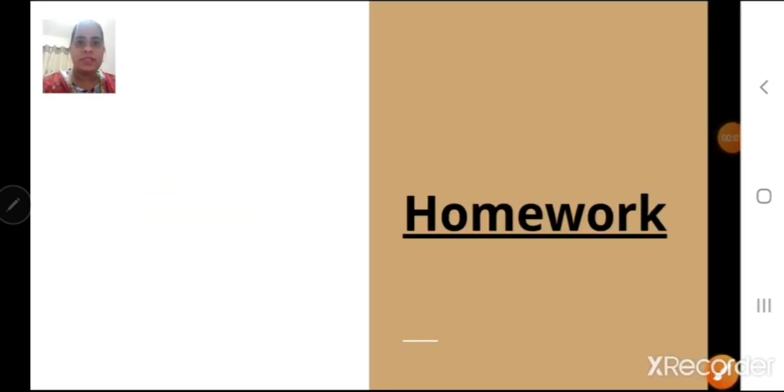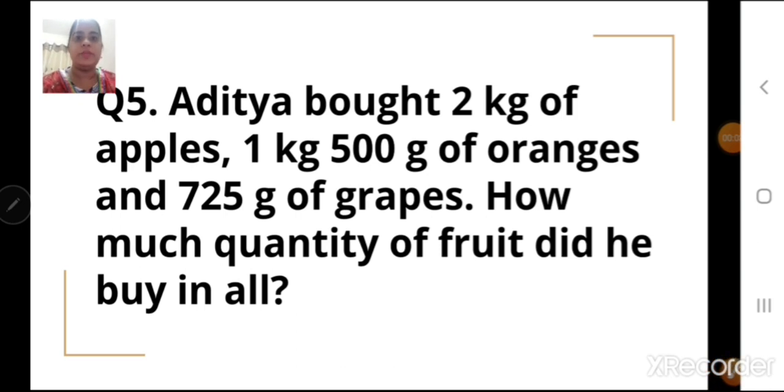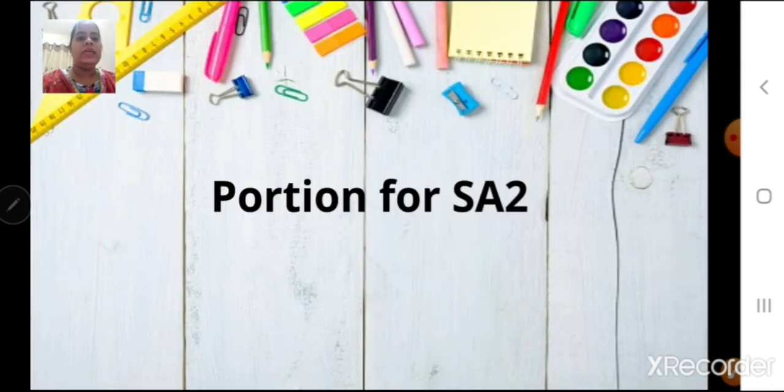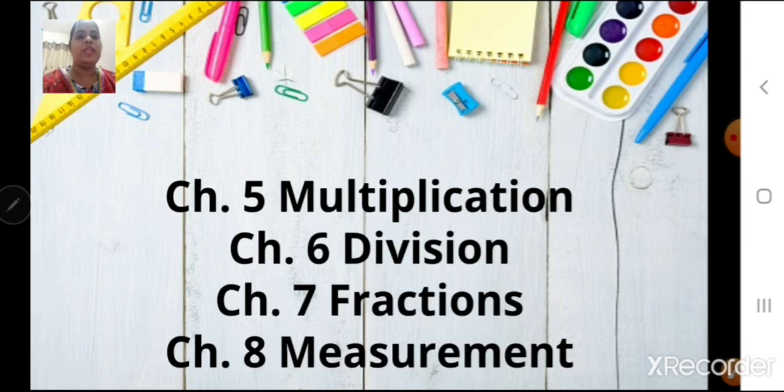It is your homework sum. For homework, you have only one question, question number 5. Okay. Write down the homework in your homework notebook. Children, next I want to discuss the portion for essay 2. Now with this last question, our portion is completed. Our chapter number 8 measurement is also completed. So the portion for essay 2 is chapter number 5 multiplication, chapter number 6 division, chapter number 7 fractions and chapter number 8 measurement. Other chapters are not there. Only these 4 chapters will come for your final exam.